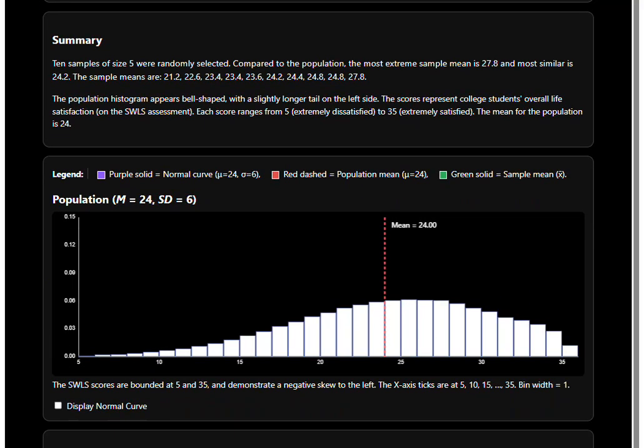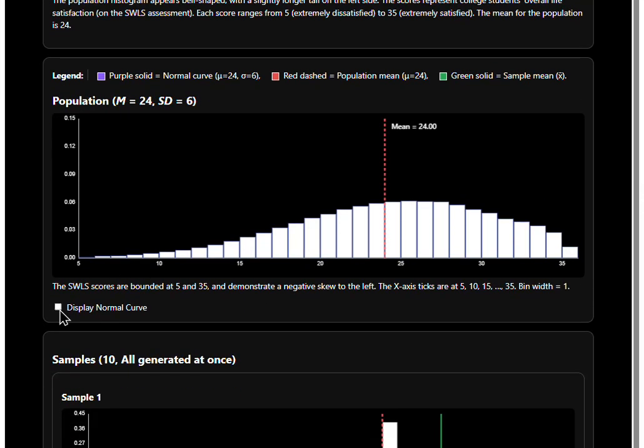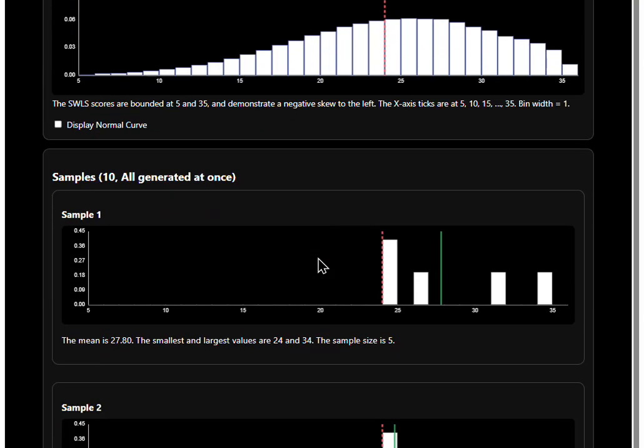The population we're going to be looking at is slightly skewed. The mean is 24, standard deviation is 6. If we were to look at it with the normal curve, you can see it's somewhat close, but not perfectly there. Here are those samples of size 5. The red dashed line represents the population mean, and the solid green line represents that of the sample.